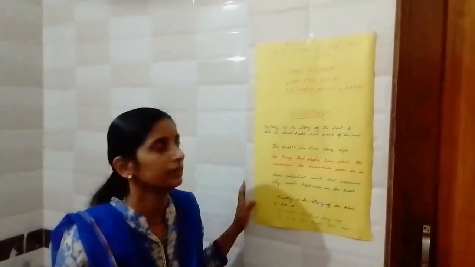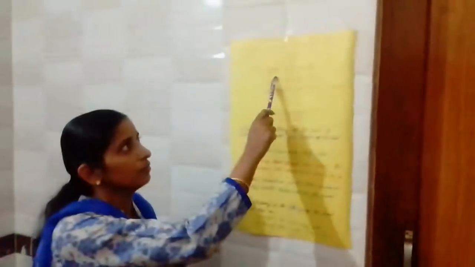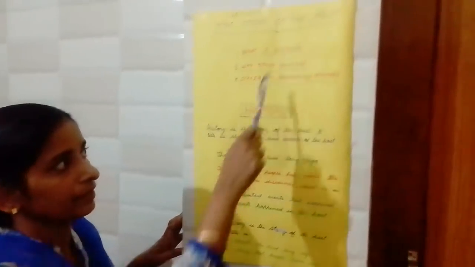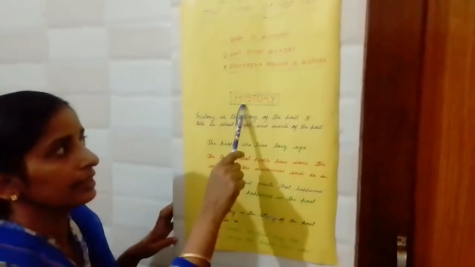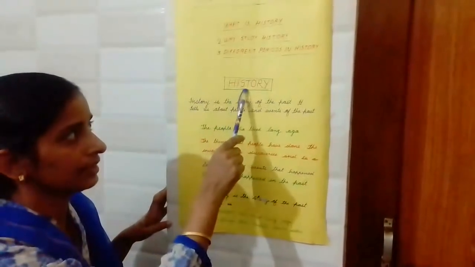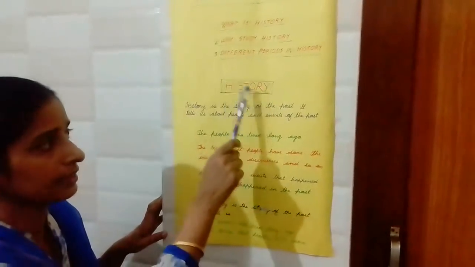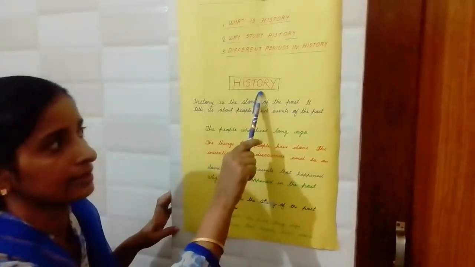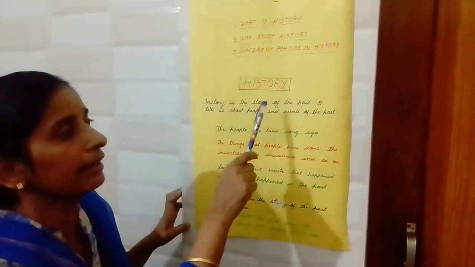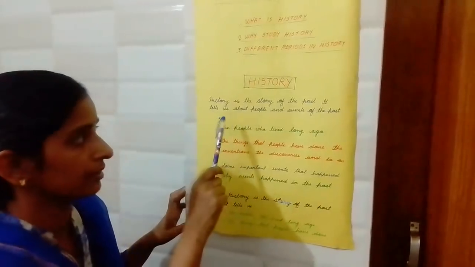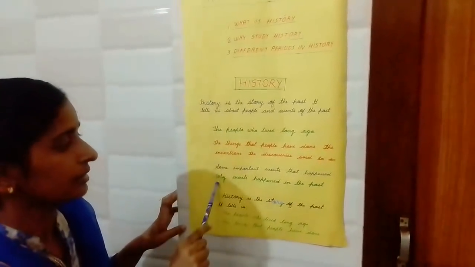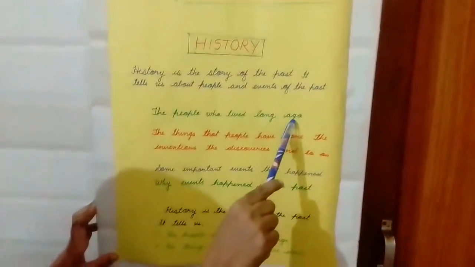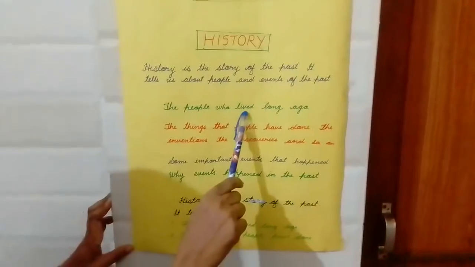So, children, today we have finished what is history and what history tells us. What is history? History, I told you already, the word itself contains story. History is a story of the past. It tells us about people and events of the past. It tells us these points: the people who lived long ago, I gave the example of Saint Kabir.